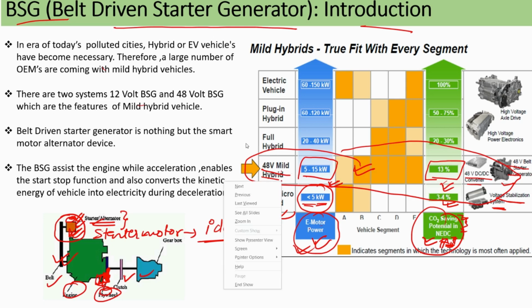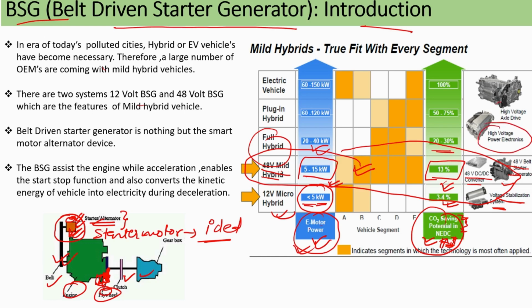So whenever someone says that this is a 48 volt mild hybrid, then you understand that 5 to 15 kilowatt of e-motor power is provided, the energy is provided by the e-motor, and the vehicle is saving around 13% of CO2. Then we come to the full hybrid, which provides around 20 to 40 kilowatt and 20 to 30% CO2 saving.